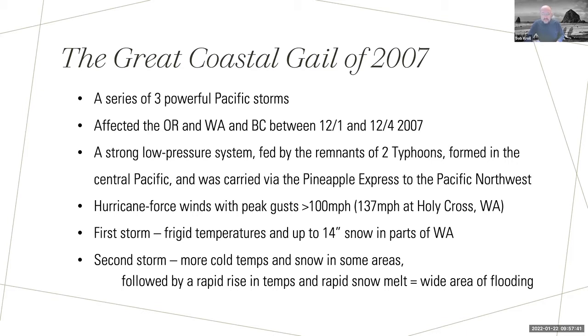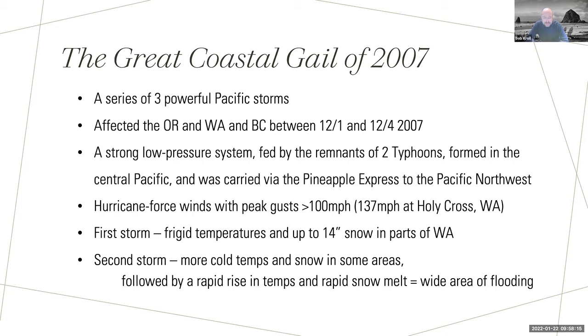The first 3 days of December 2007 was created by the remnants of 2 different typhoons in the Central Pacific, and then carried by what they call the Pineapple Express to our area. The highest winds were recorded at Holy Cross, Washington, 137 miles per hour. I'm sure along our coast we topped 100 miles per hour with some of the gusts.